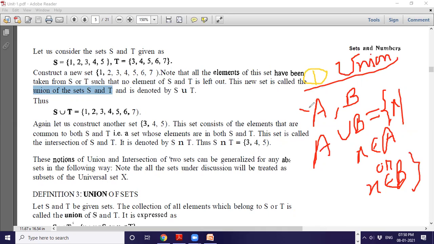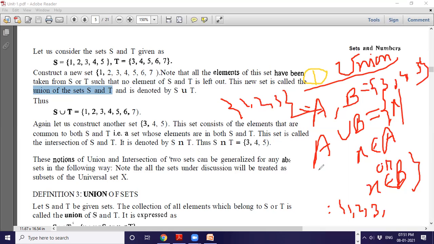Suppose, as an example of A I take the set {1, 2, 3}, and as an example of B I take {3, 4, 5}. Then A union B will be {1, 2, 3, 4, 5}. Here you see, this 3 is actually present in both A and B, but I am taking it only once. That means we don't need to repeat it, we don't need to write it twice. We need to write it only once, but we need to take elements from both the sets. Remember that here we are using OR. Okay, so that is union. Clear?